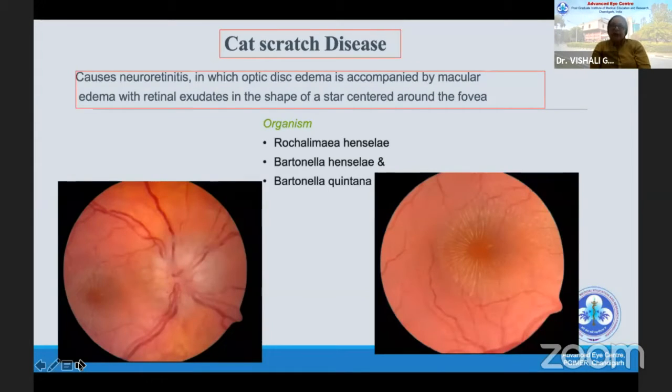Another infection which we see rather commonly is cat scratch disease. Just remember that cat scratch causes neuroretinitis. So you may be seeing optic disc edema like this, but very classically you will see a star which is centered around the fovea, and typically it might result in a complete star. This is caused by the organism Bartonella.